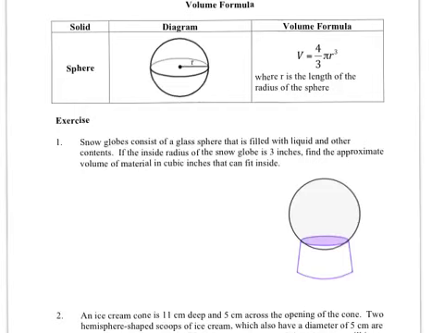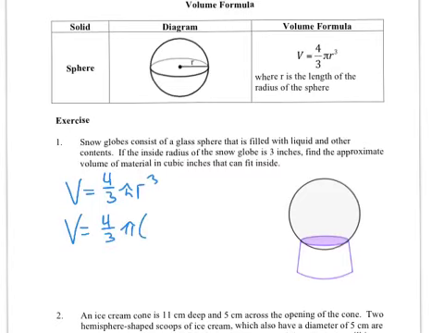This one is a direct calculation. Snow globes consist of a glass sphere that's filled with liquid and other contents. If the inside radius is 3 inches, find the approximate volume of the material in cubic inches that can fit inside. We're going to round to the nearest whole number because it's just the approximate volume. This is a direct calculation. The volume is equal to 4/3 pi r cubed. So this is a direct substitution, then calculate an answer.